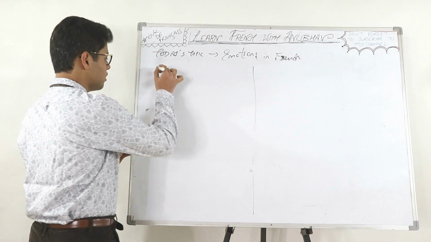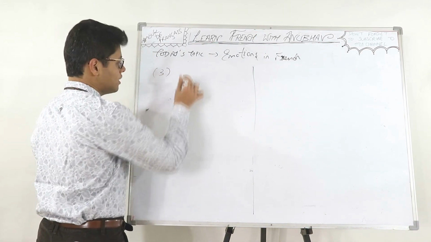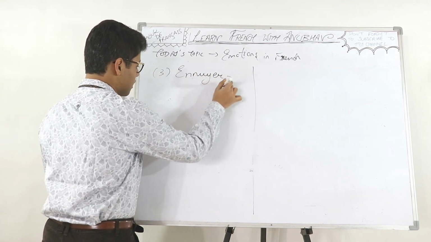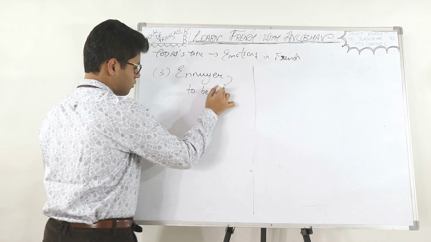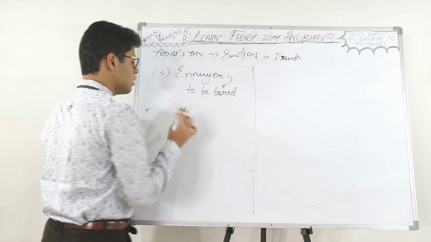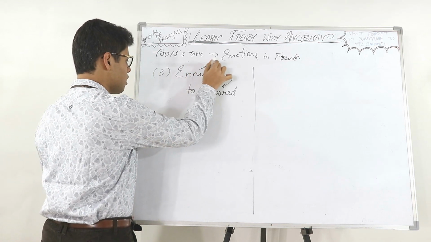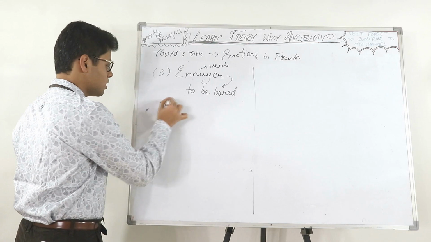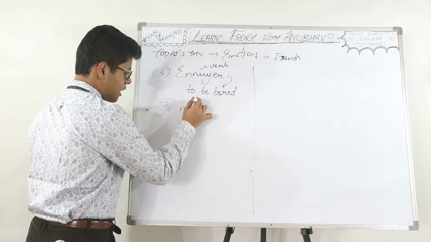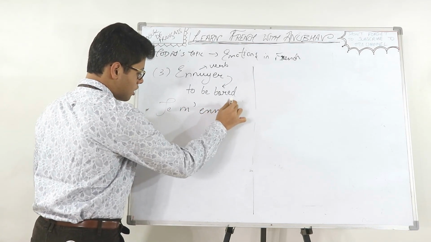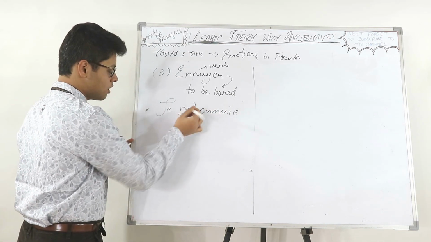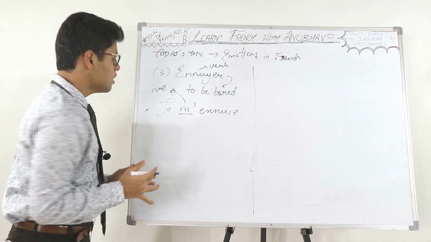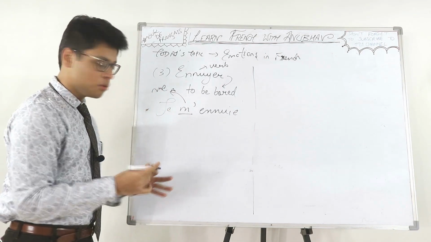The third emotion which we are going to discuss is s'ennuyer, to be bored. It's basically a verb. So if we need to say I'm bored, what will we write? Je m'ennuie. I hope you remember this m apostrophe is me, which is a pronom réfléchi. So, je m'ennuie, I am bored.